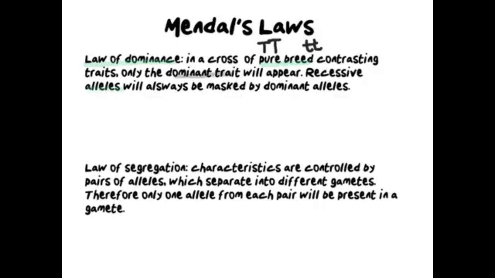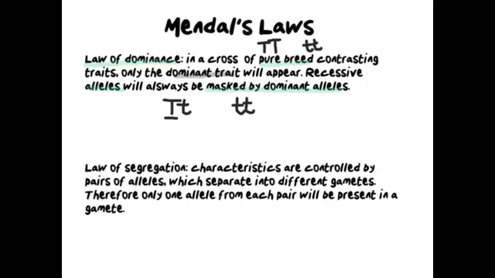Recessive alleles will always be masked by the dominant allele. That means you only need one capital letter T in order for it to be visible in the phenotype. In other words, if you ever have one capital T and one lowercase t, the dominant trait, which is the capital T, will always be visible in the phenotype. You'll be able to see it. The only way to see the recessive trait is if you have two lowercase t's.